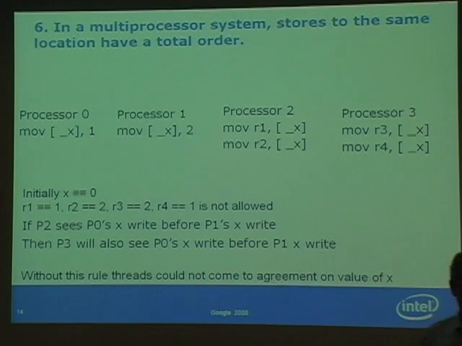Now, obviously, if this wasn't the case, you'd have a weaker model, for one. Such models have been proposed, but the real problem is that if you can't ever agree on what the value of x is, you're just not going to get understandable programs. Okay, so that's why we have this rule, and that's it.